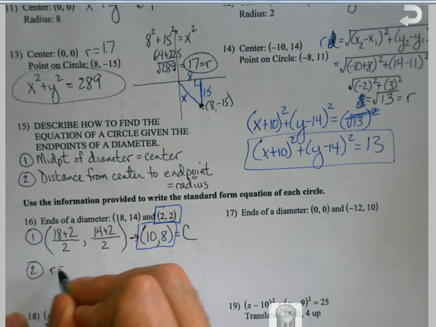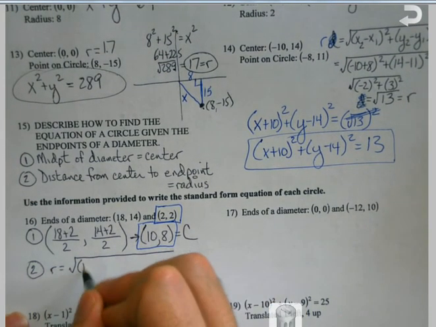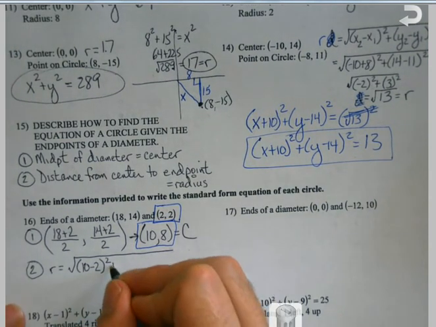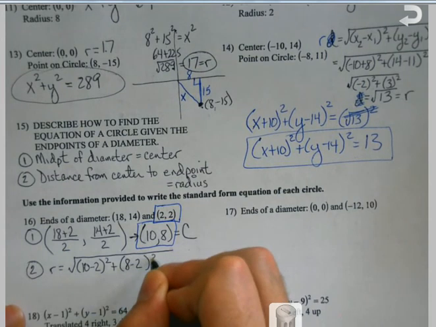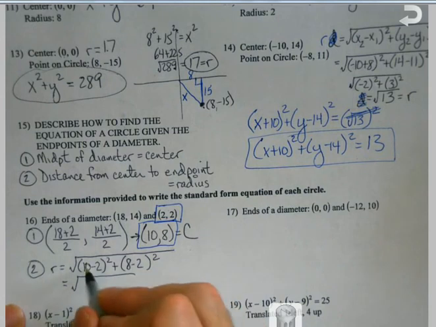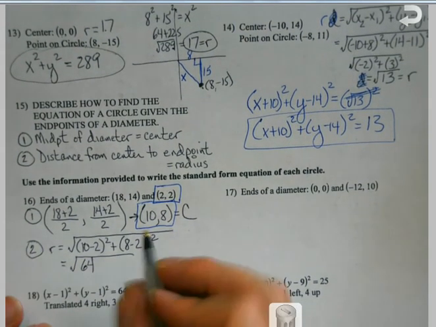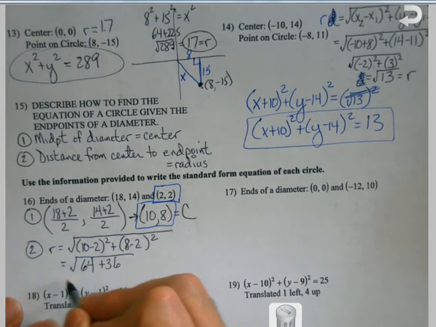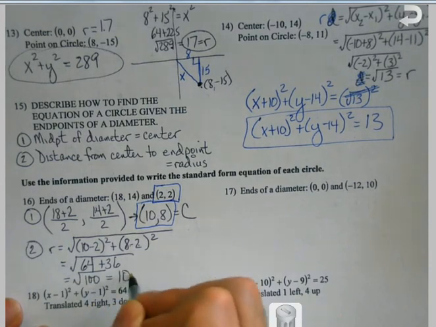So to find my radius, subtract my x's and square, so 10 minus 2 squared. Subtract my y's. And then I'm just going to crank this guy out. So let's see. 8 squared is 64. 8 minus 2 is 6. 6 squared is 36. And we're going to get one that comes out nice this time.